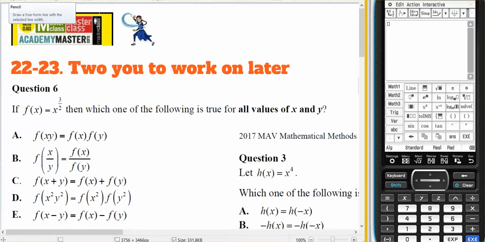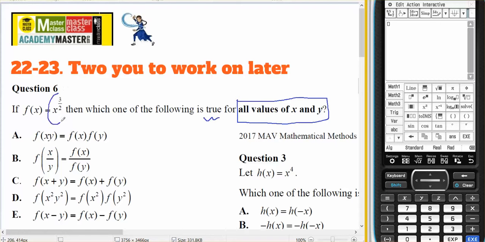Okay, this is Year 12 Methods. It's Tech Masterclass number 22 and number 23, which are to find out which of these statements is true for all values of x and y, not just the restricted domain of what this would be. So I'm going to use the judge command.